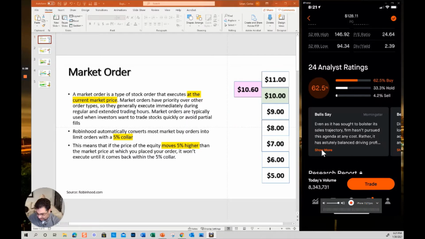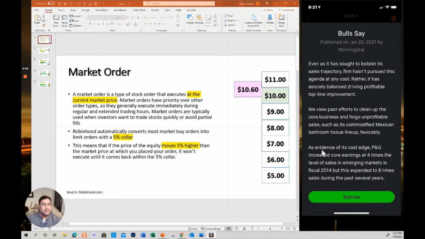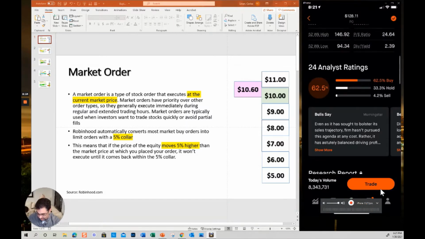The people who think, this is kind of like a representative, not necessarily what they'll say, even though it has sought to bolster its sales trajectory, the firm hasn't pursued this agenda at any cost. Rather, it has astutely balanced driving profitable top-line improvement. In the past, efforts to clean up the core business for unprofitable sales. So basically, they say, look, it's doing the right things, it's improving profits, it's growing the top line. So that's what the bulls say.